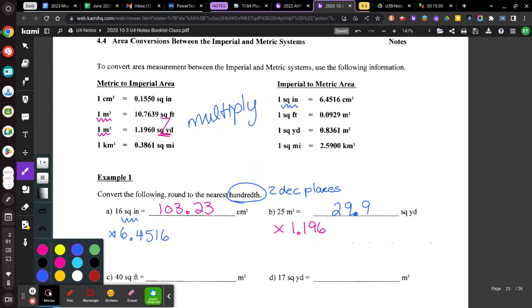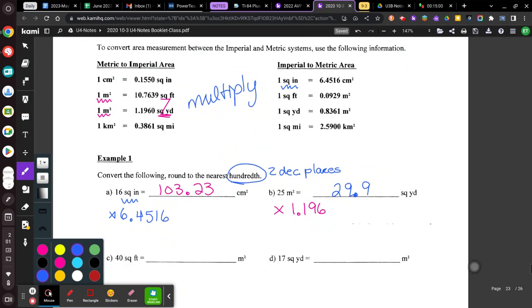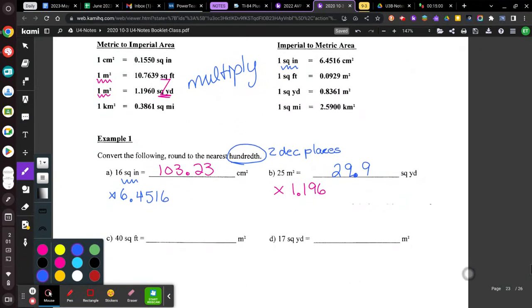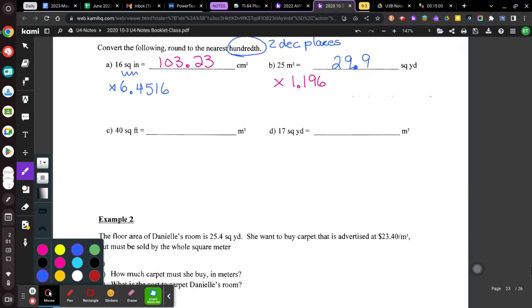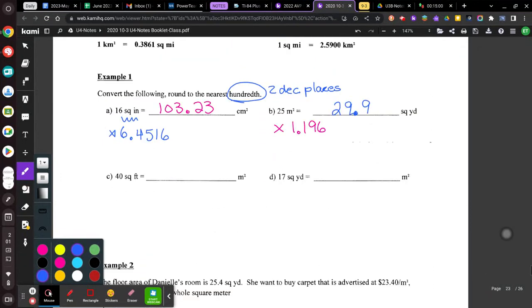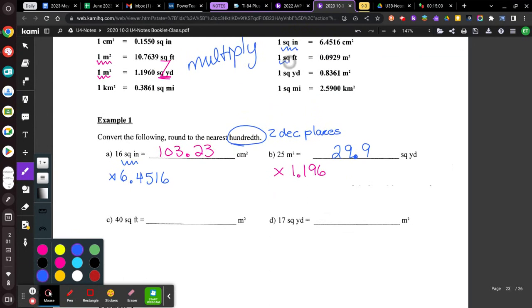Again, all we're doing is using the chart above. All right, keeping that chart in mind, here we go. Squared feet to meters squared. I know the number to multiply by is 0.0929. And that's going to give me an answer of 3.72.